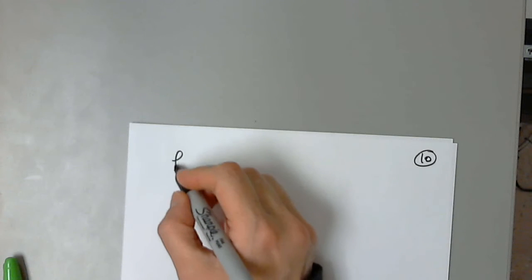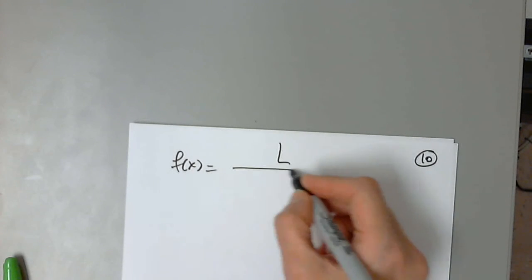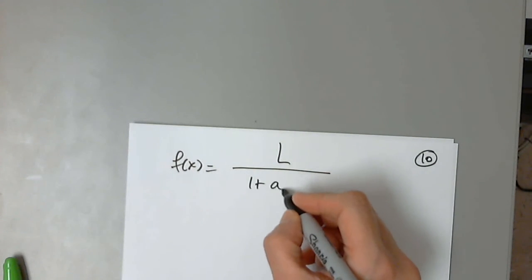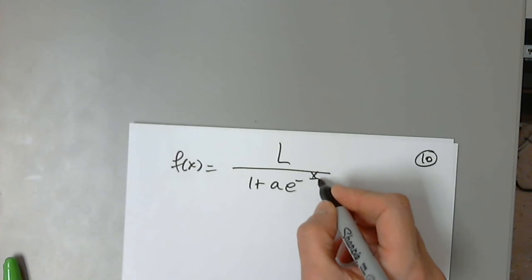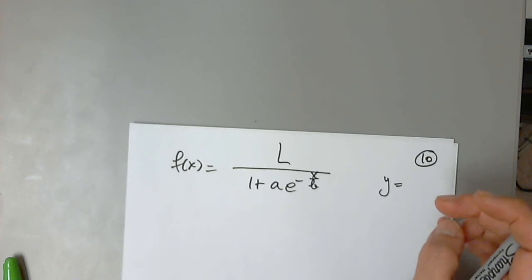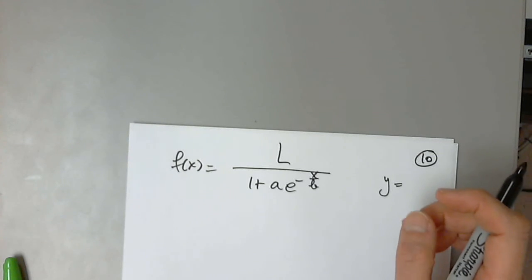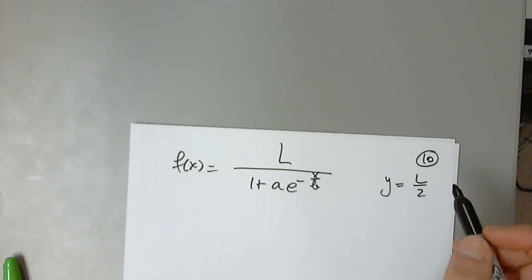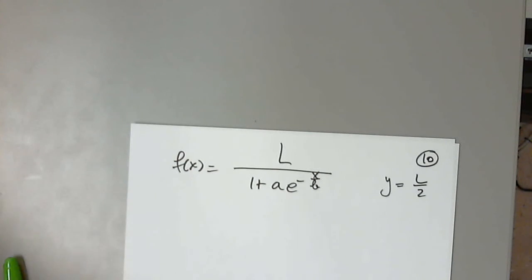So we have f of x, which is L divided by 1 plus a e to the negative x over b. And they're telling us that the function increases at the maximum rate when y equals L over 2. So what does that mean? Let's talk about it for a moment. Exactly. When the second derivative is 0.